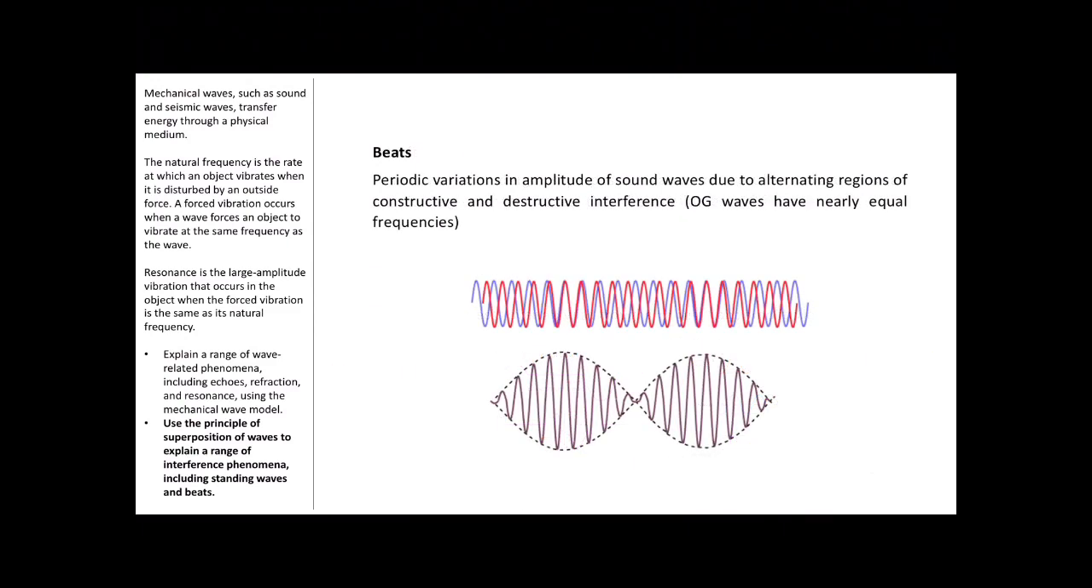Beats are periodic variations in amplitude of sound waves due to alternating regions of constructive and destructive interference. So the original waves might have nearly equal frequencies, but their frequencies will result in waves that in some sections align constructively and in some sections align destructively.